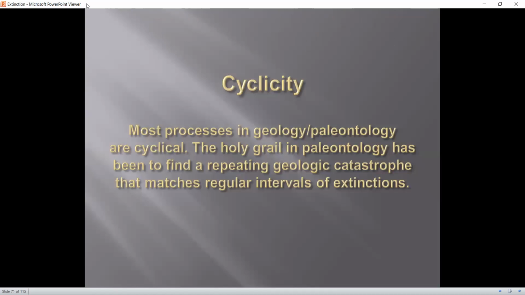All right. All right, the other thing we look for a lot in geology is cyclicity.